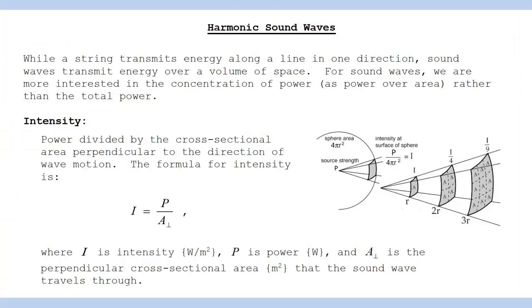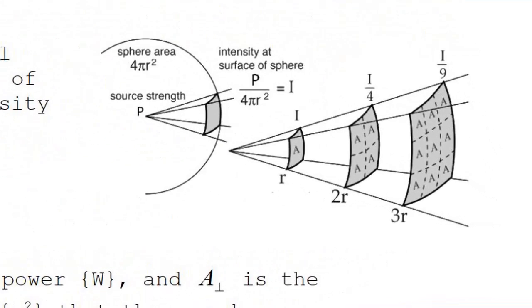Now I'd like to discuss sound intensity. While a string transmits energy along a line in one direction, sound waves transmit energy over a volume of space. For sound waves, we are more interested in the concentration of power as power over area rather than the total power. So what we have here is a sphere, and at the center of the sphere, there is some type of sound source. And what we're showing here is as the sound wave moves out, the area it's got to cover becomes larger and larger.